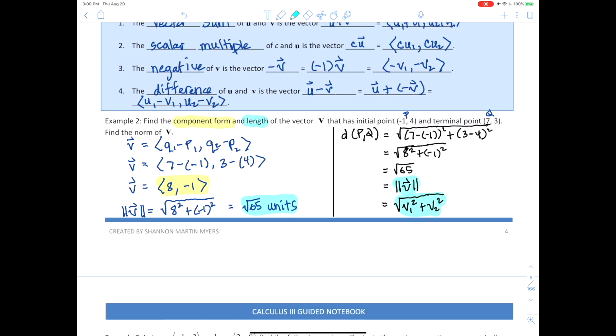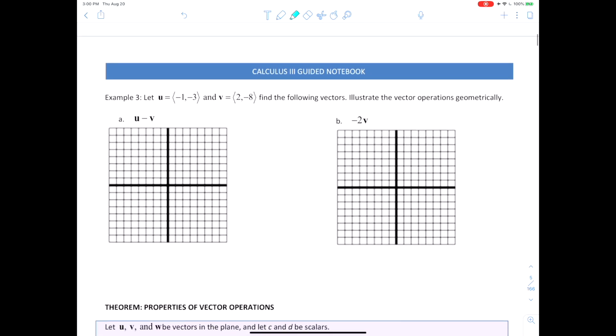So now our next example, example 3, we've got these two vectors. So let's just take a look geometrically at what we have going on. So in our first one, we've got U and V, and we want to be able to draw these guys out, and we want to be able to see geometrically what's happening and then change it into a shortcut algebraically.